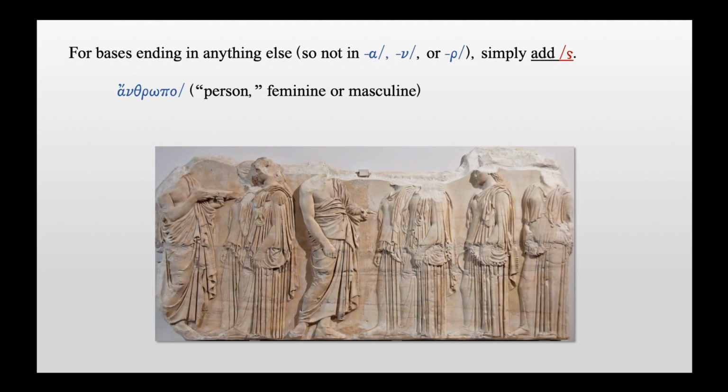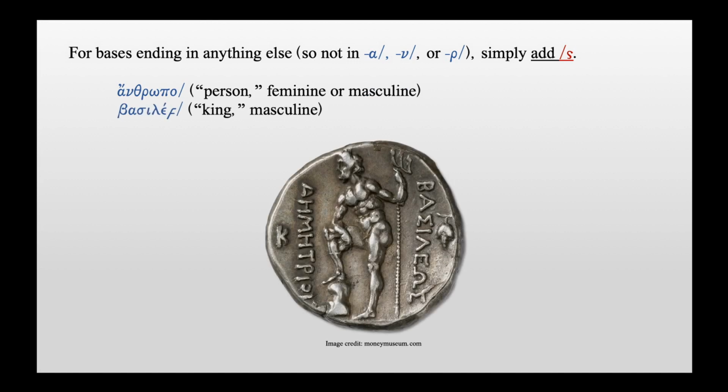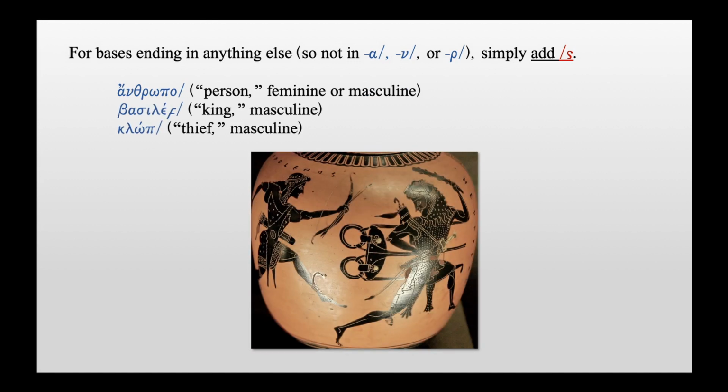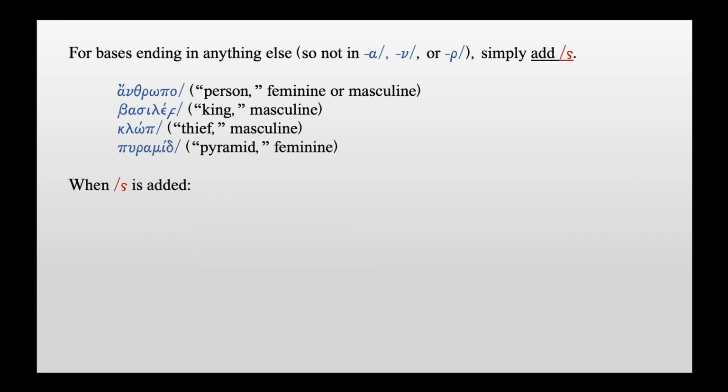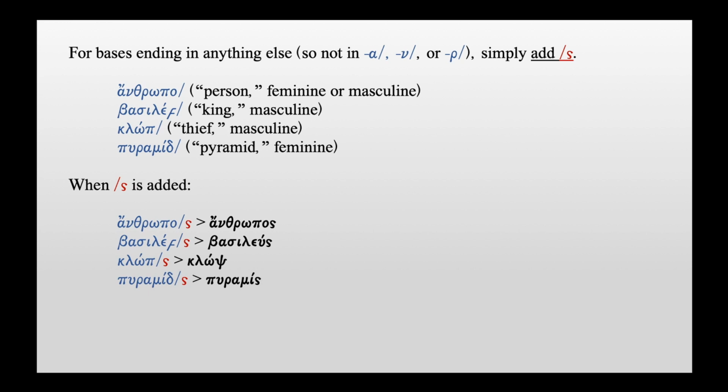Let's consider anthropo, a feminine or masculine noun meaning person, basileu, a masculine noun meaning king, klope, another masculine noun meaning thief, and pyramid, a feminine noun meaning pyramid. When sigma is added, anthropo becomes anthropos, basileu becomes basileus, where digamma is written upsilon in classical orthography, klope becomes klopes, and pyramid becomes pyramis, because dental stops drop before sigma.